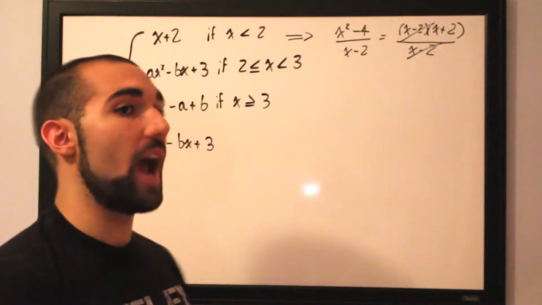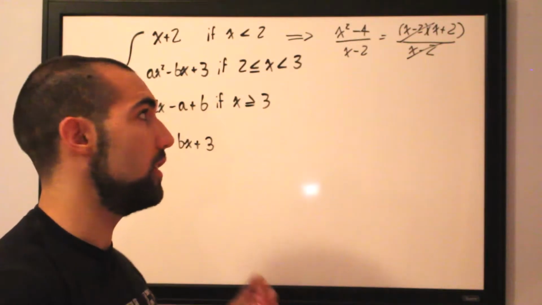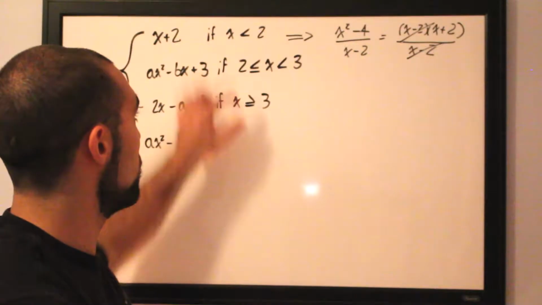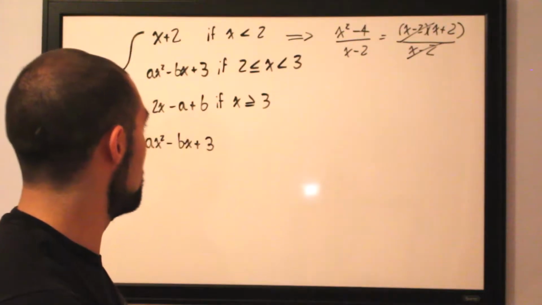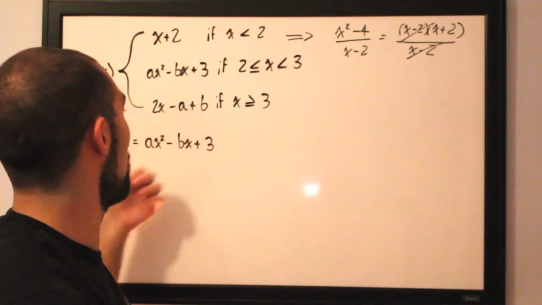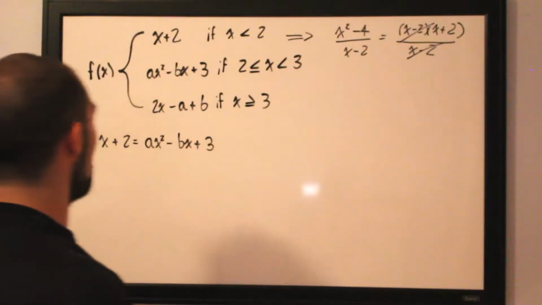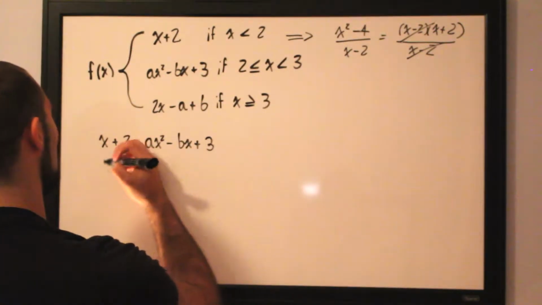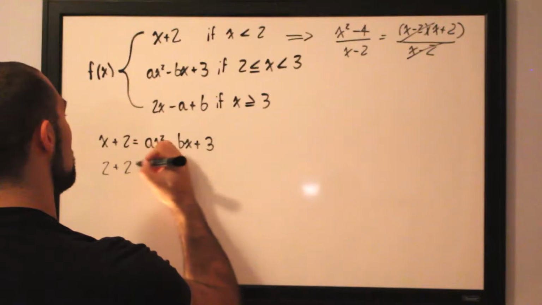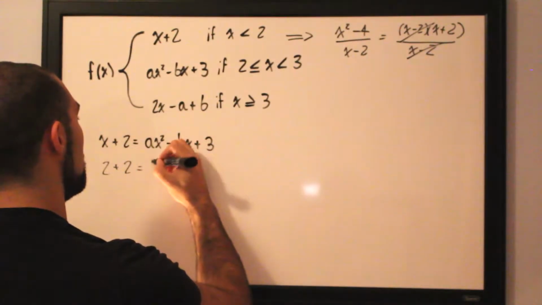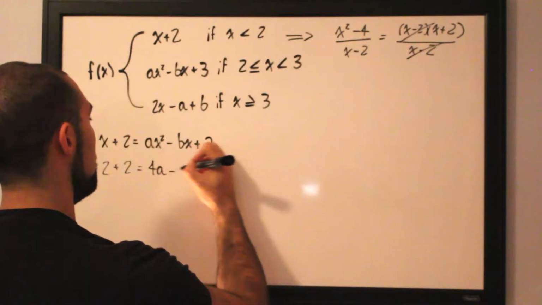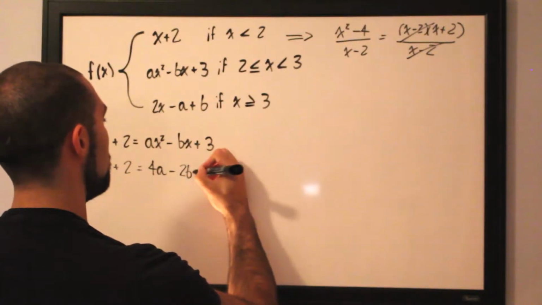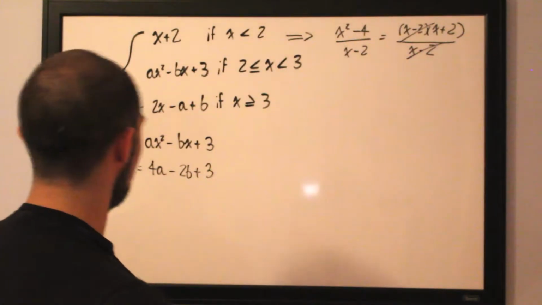And we're going to evaluate at that point of discontinuity as we did in the previous problem. So we know that there's going to be a discontinuity at x equals 2, so we're going to plug in 2 for wherever we see x. So right over here we see that we can plug in 2 plus 2 equals 4a minus 2b plus 3.